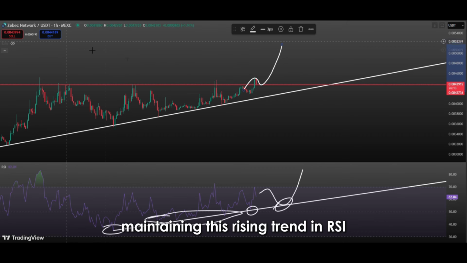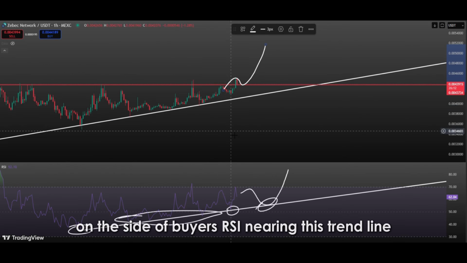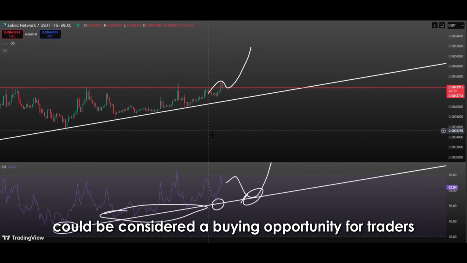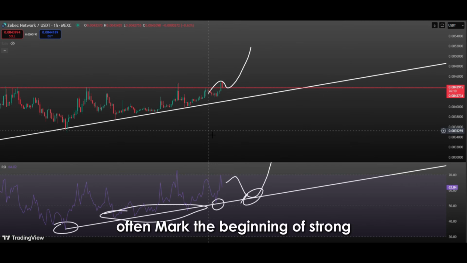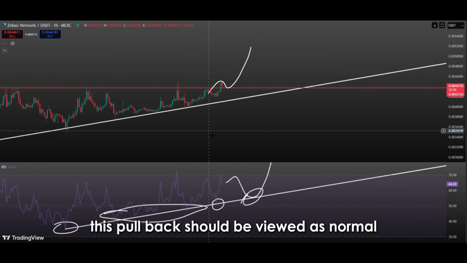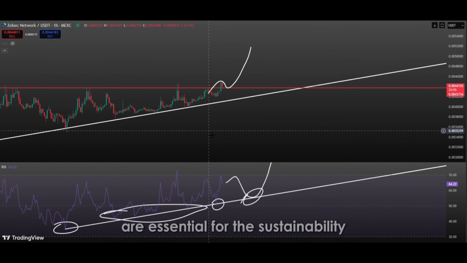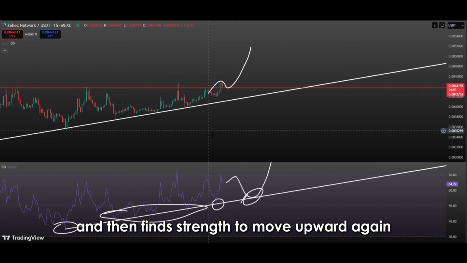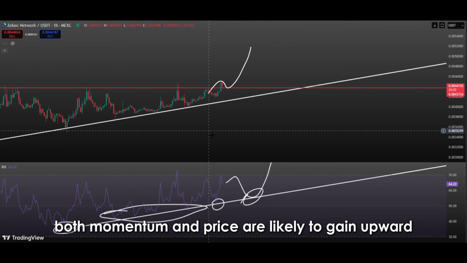Maintaining this rising trend in RSI signals that market strength remains on the side of buyers. RSI nearing this trend line again could be considered a buying opportunity for traders, as reactions from such trend lines often mark the beginning of strong momentum moves in technical analysis. The RSI is currently positioned just above this rising trend line and is showing a pullback toward it. This pullback should be viewed as normal, as occasional corrections are essential for the sustainability of a healthy uptrend. If the RSI experiences a pullback toward the trend line and then finds strength to move upward again, both momentum and price are likely to gain upward strength.